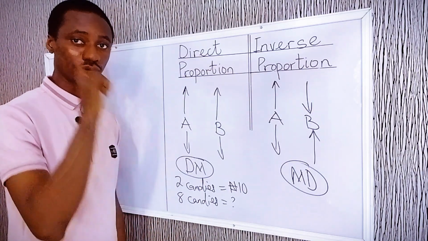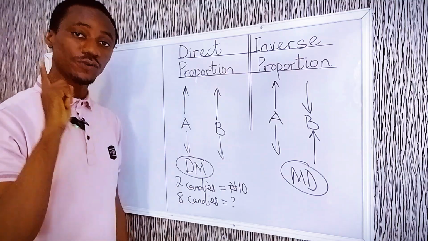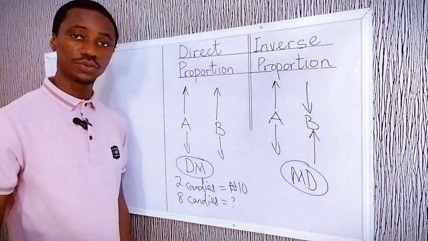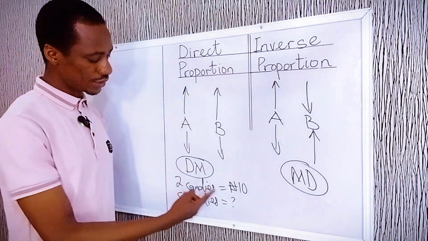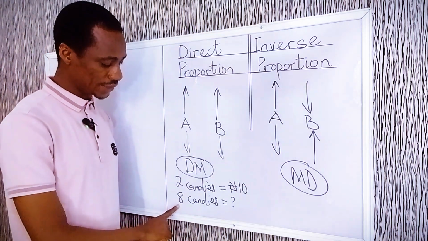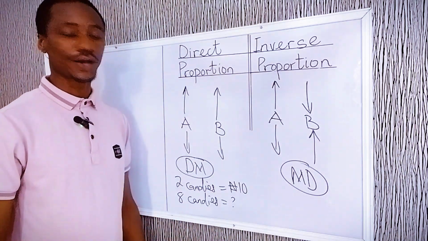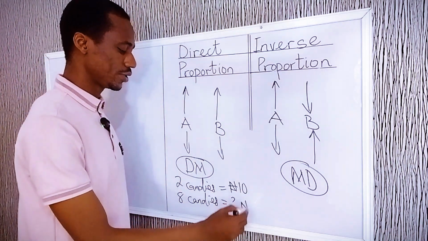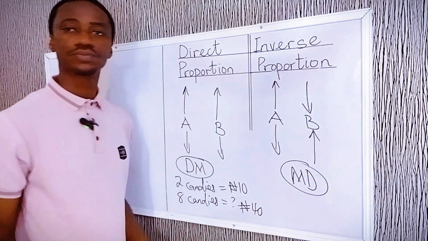I'm done with my division to find the amount for 1 candy. And then I move to multiplication. Now that I know the amount for 1 candy, for 8 candies I do 8 times 5, and the answer will be 40 naira. Simple as that.